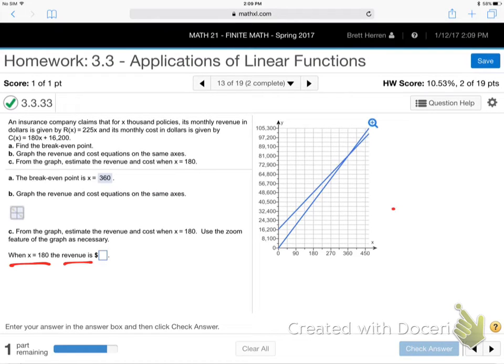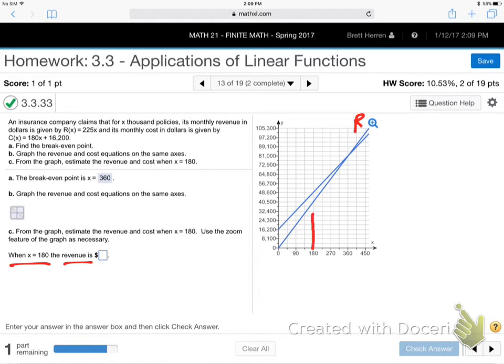Whoops, I didn't do that well. It's right there, isn't it? Everybody see that point? So this is x is 180, and this is the revenue function. Remember that was the first one? This is revenue. The other one's cost. So when x is 180, I didn't draw that very well. Where does it hit? I can't even tell now. Let me erase it.